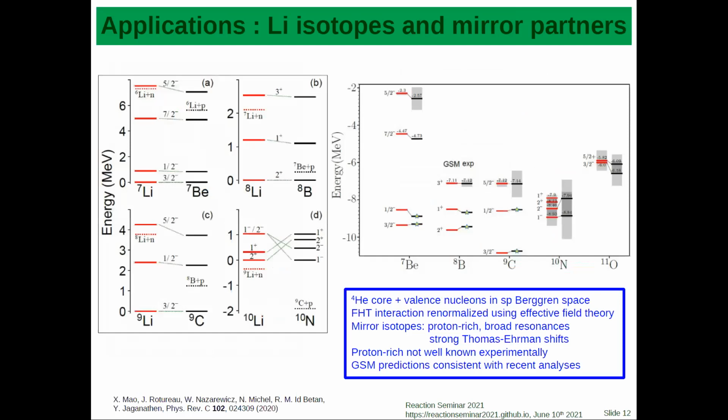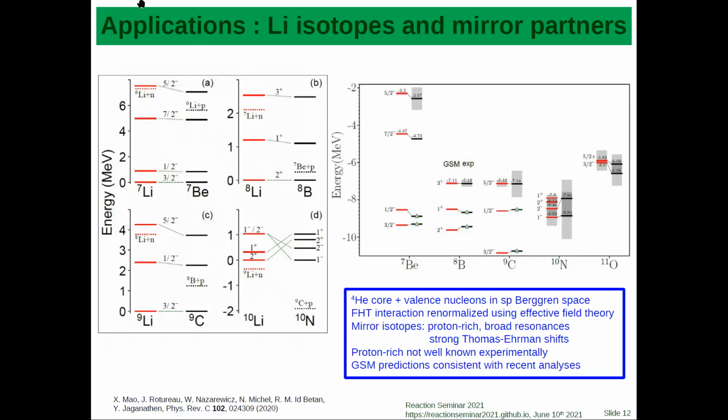This is another application, a recent application of the effective interaction with the helium-4 core. It has been considered for lithium isotopes and their mirrors. And we can see here that we have a very good description of experimental data. Here, the difference is that we use an SP space, no D partial wave, because it was too large. Nevertheless, we could have good results.